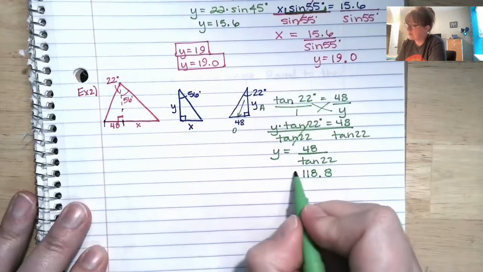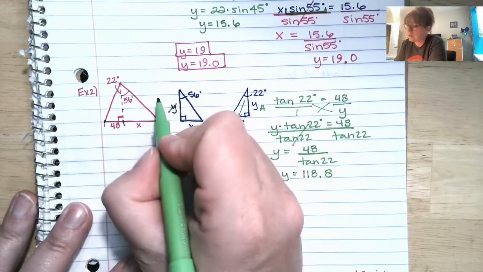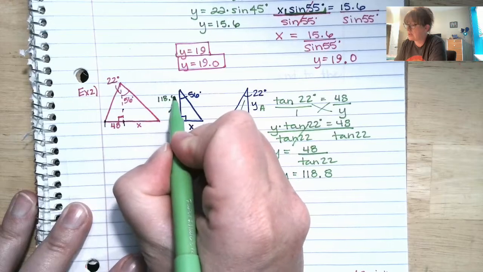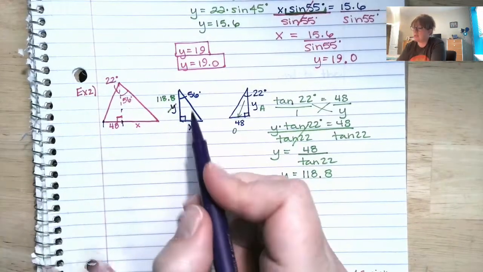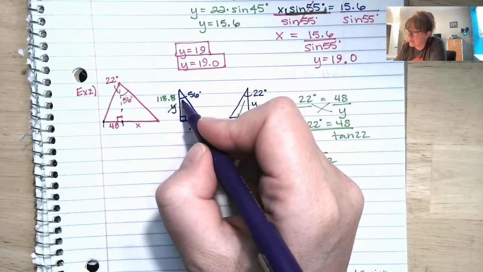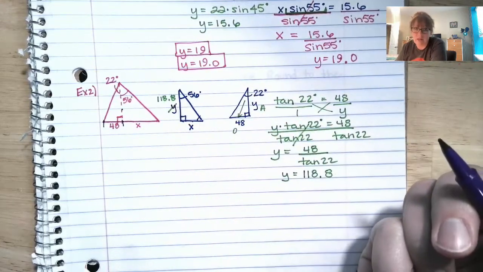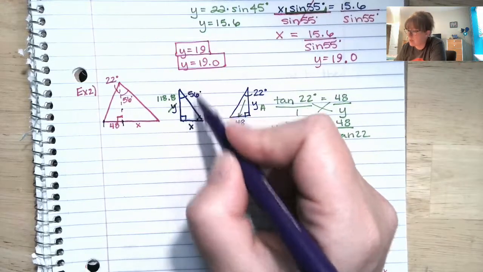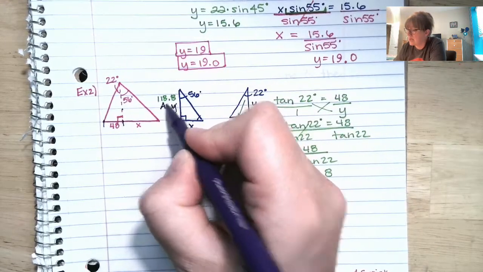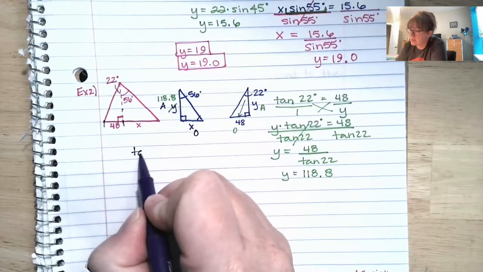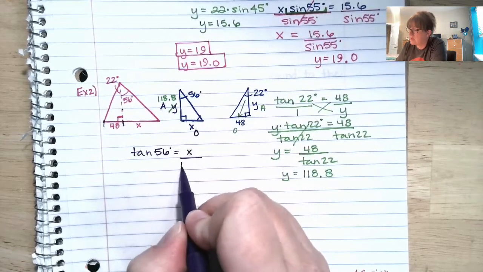So now we have this value. So this guy we know is 118.8. So now we can find the x. So let's go ahead and label that guy. So we're going with the 56. You could take an extra step and figure out that angle and work with that angle if this top one is a little weird for you. So O and A again. So we're going to do tangent of 56 degrees equals opposite over adjacent.